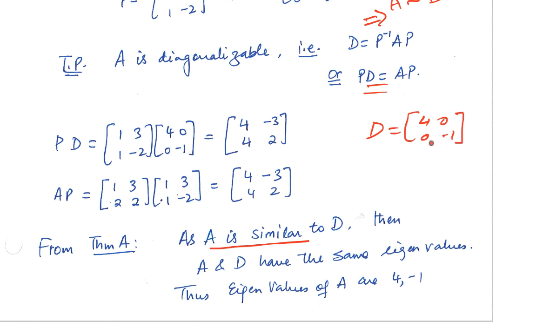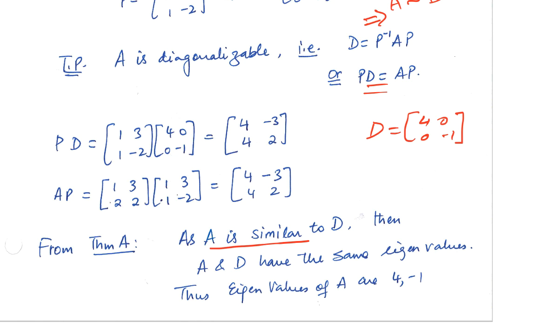Okay, so D is a diagonal matrix, and we all know that if you have a triangular matrix, then the eigenvalues are on the main diagonal. So instead of solving this matrix A and finding the eigenvalues, if we know it is similar to another matrix D, we just need to look at the eigenvalues of D, and they will automatically be the eigenvalues for A. So from that theory, we say the eigenvalues of A are 4 and minus 1.